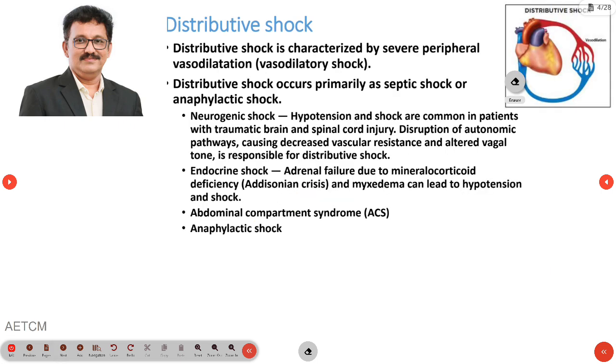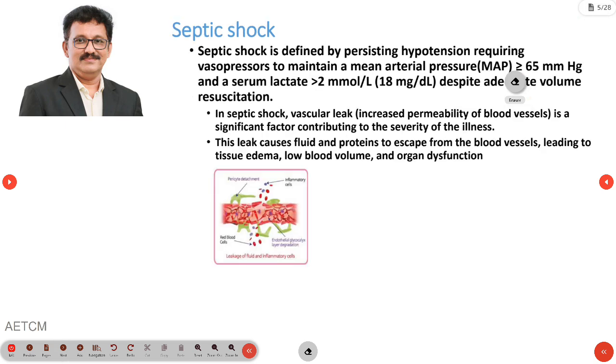Now distributive shock, the most important condition is neurogenic shock, like shock due to spinal cord injury. Even brain injury can cause it. Spinal cord injury is the most important cause of distributive shock. Endocrine causes like adrenal failure, abdominal compartment syndrome, anaphylactic shock, all these conditions can cause distributive shock. We are not going into the physiological aspect of shock, we are going to manage the shock.